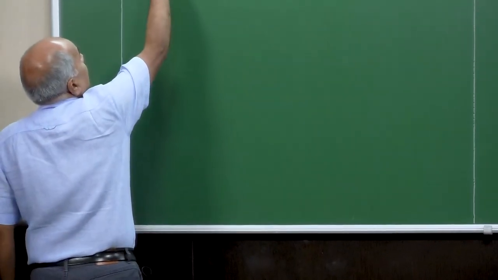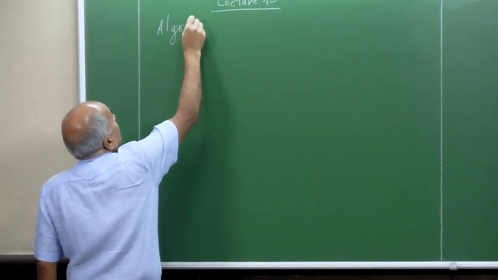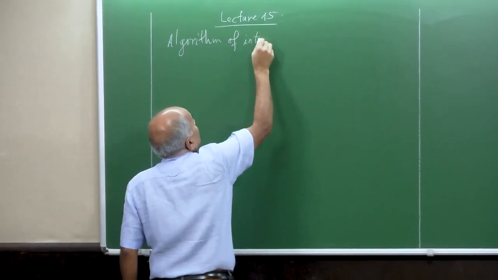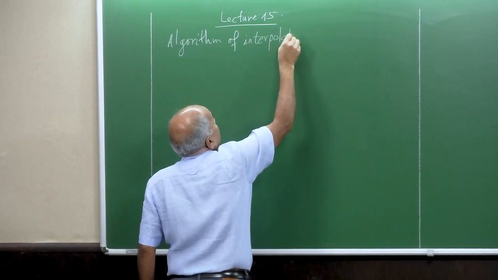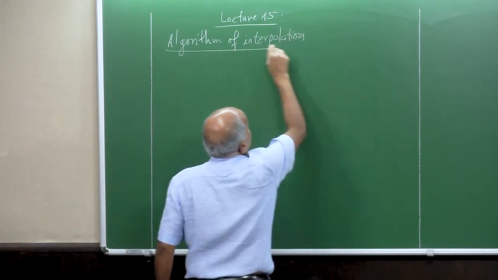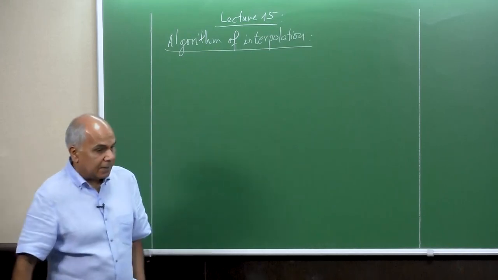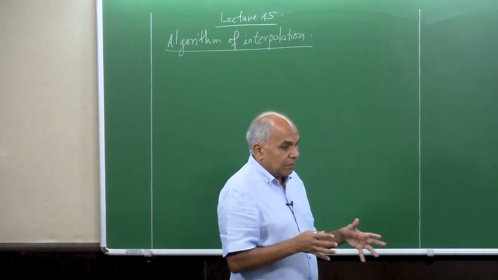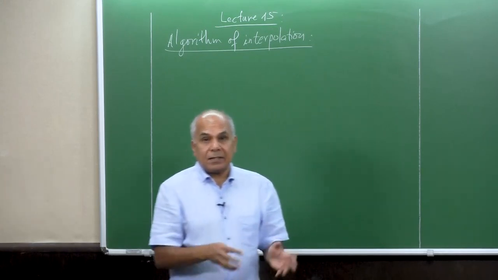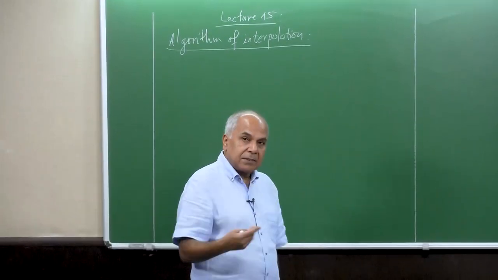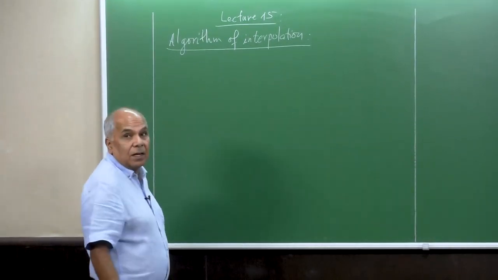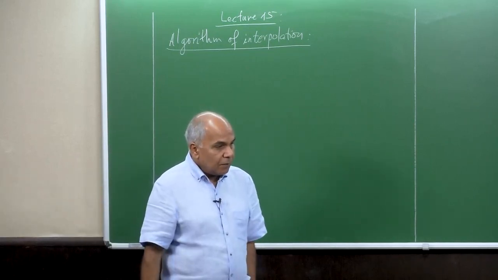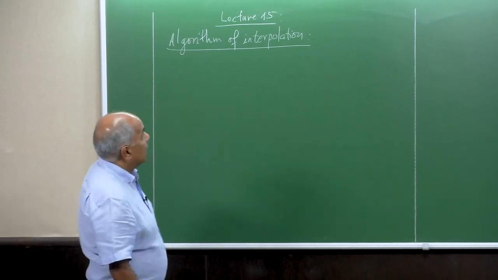So this is something like an algorithm of interpolation, which we have derived in earlier lectures. I have presented two types of method. One was a little bit more classical, and the other one is the moving least square. So in these two lectures, I will describe both algorithms, and then later I will compare both approximations in the MATLAB code.